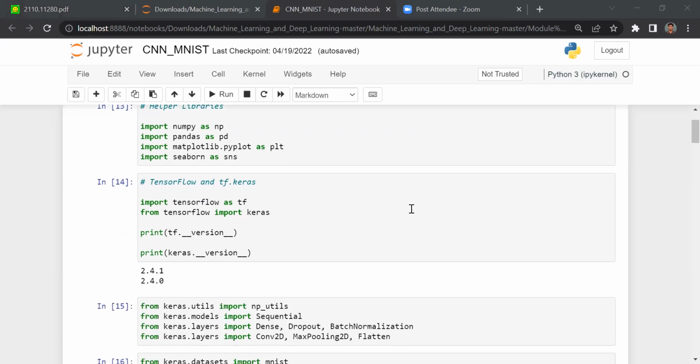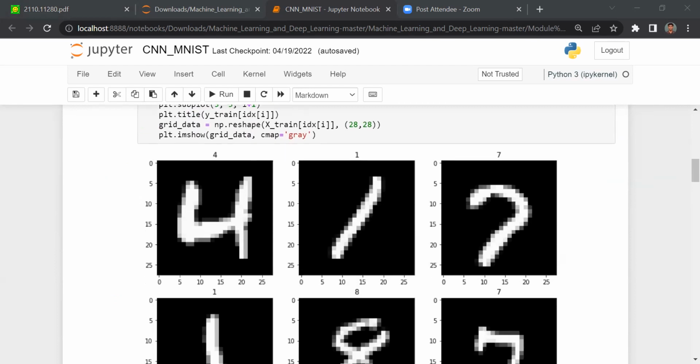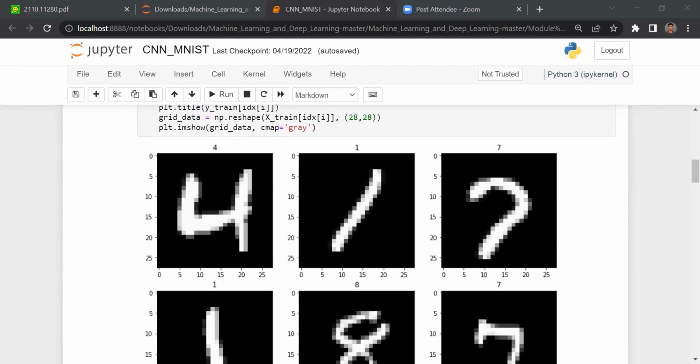We'll learn the CNN model. Maybe we'll come back and see some parts of the code later. But this is what you get. These are some of the handwritten digits, images of some handwritten digits. The first digit is 4, the second digit is 1, the third digit is 7, and so on and so forth.